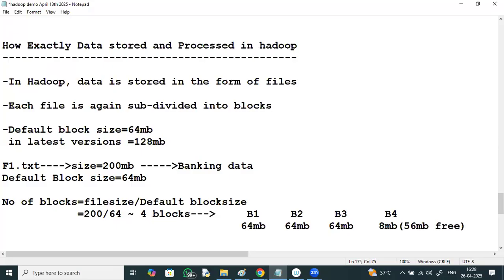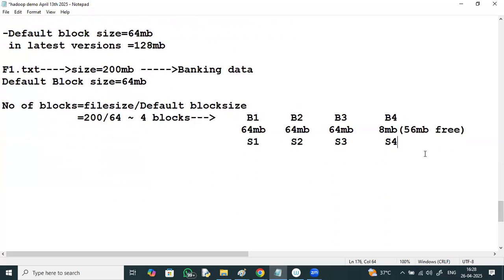See where these blocks are stored. In Hadoop, your file is divided into multiple blocks, partitions. Each block is stored across a system: B1 in system 1, B2 in system 2, B3 in S3, B4 in S4. So it is divided into 4 blocks, distributed across 4 systems, and executed in parallel by the 4 systems.